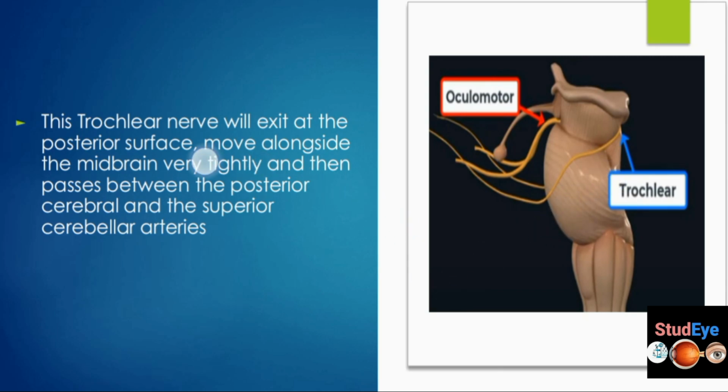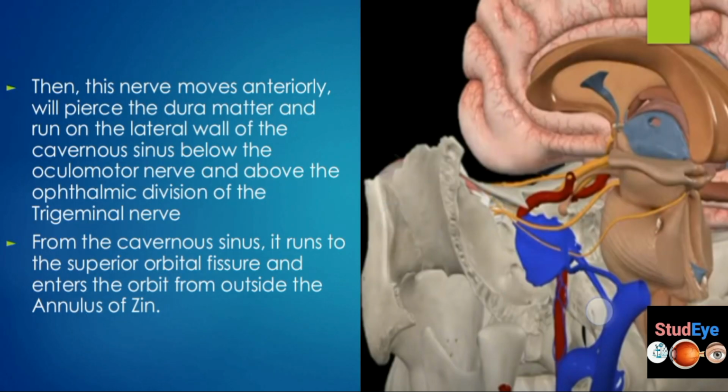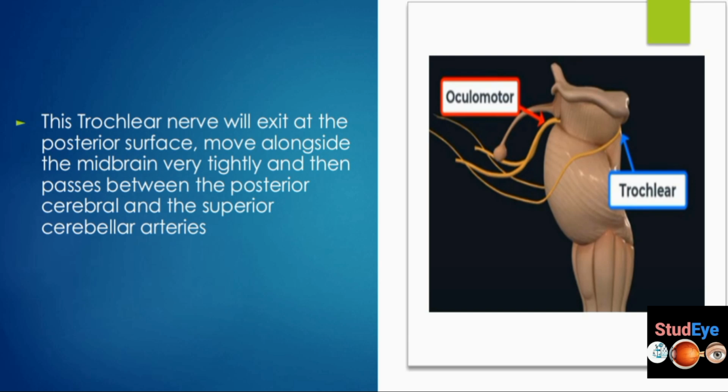So this trochlear nerve will exit at the posterior surface, move alongside the midbrain very tightly, and then pass between the posterior cerebral and superior cerebellar arteries. So these are the two arteries between which the trochlear nerve passes. So we are discussing the course or the route of the trochlear nerve. The first structures that it passes are the arteries, right?